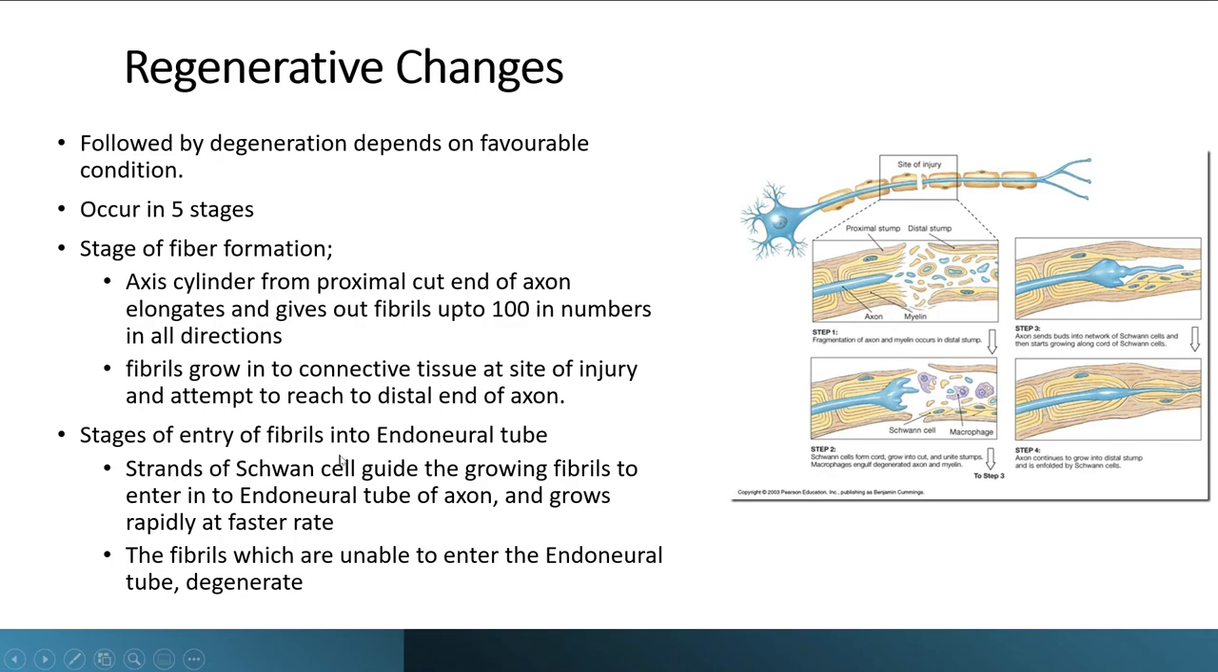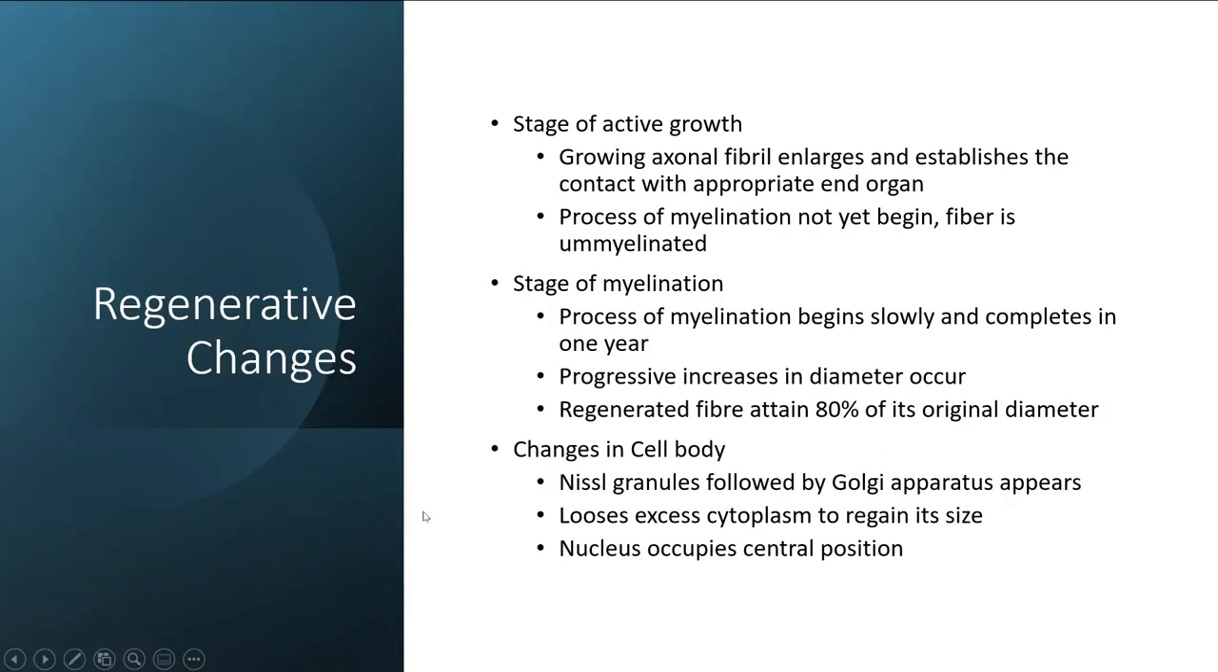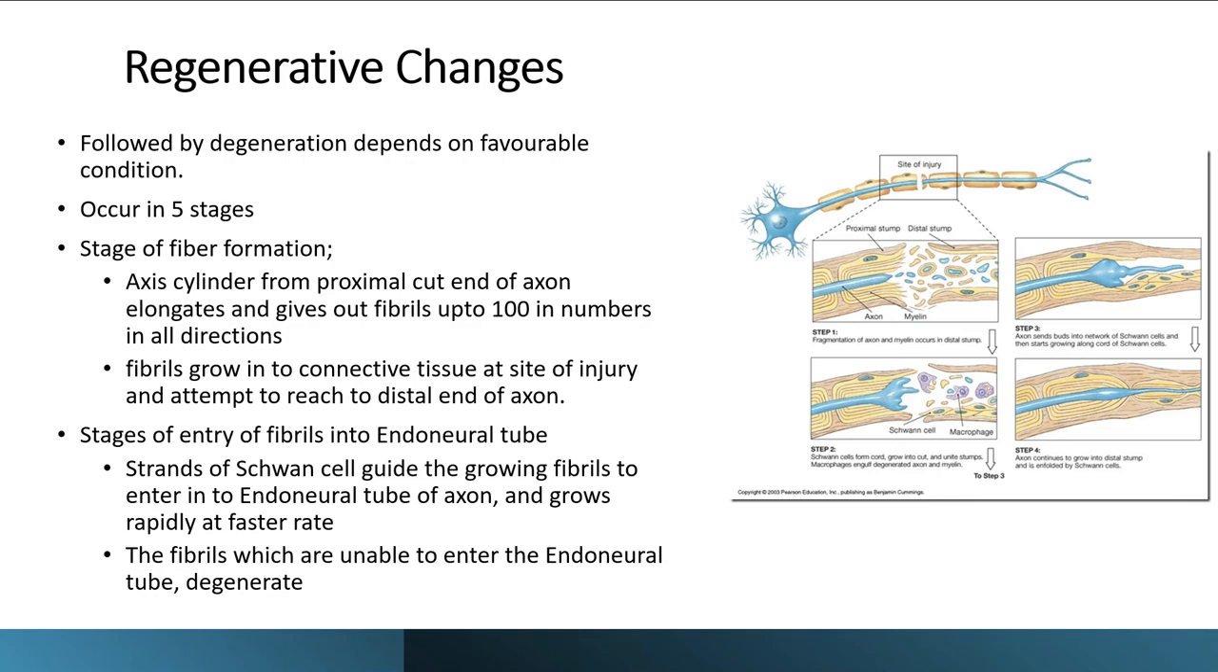Second stage: entry of fibrils into the endoneurial tube. Strands of the Schwann cells guide the growing fibrils. The axonal axis is growing under the guidance of the Schwann cells. It helps the fibrils enter the endoneurial tube, the membranous covering inside, and grow rapidly at a faster rate. The fibrils which are unable to enter the endoneurial tube will degenerate, and the others will regenerate.